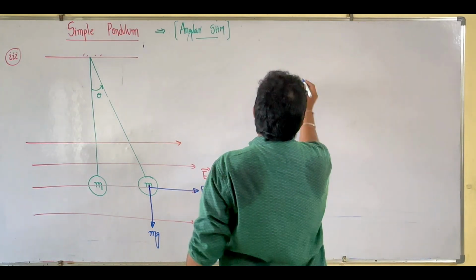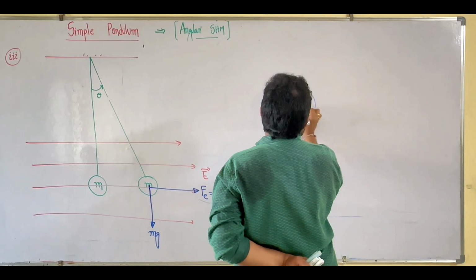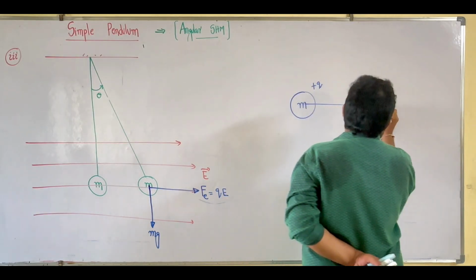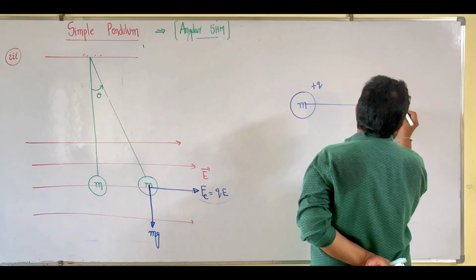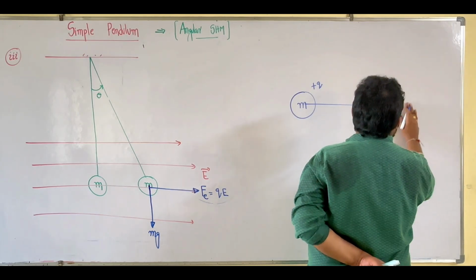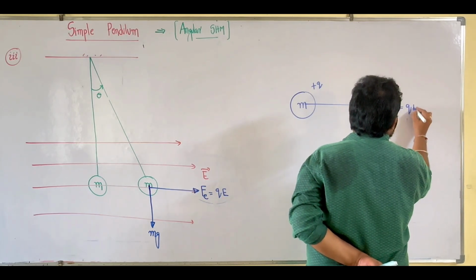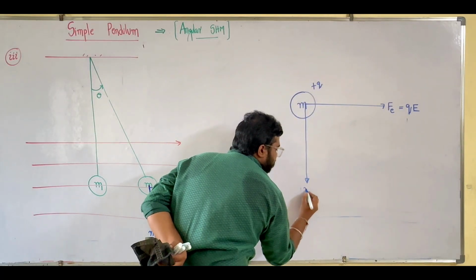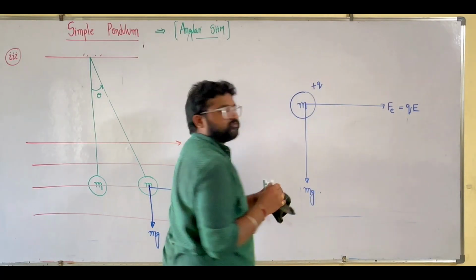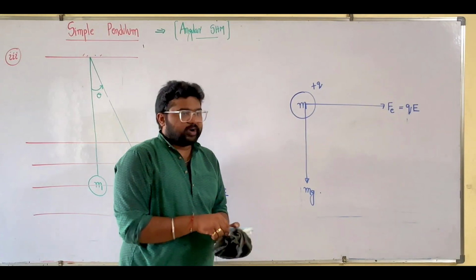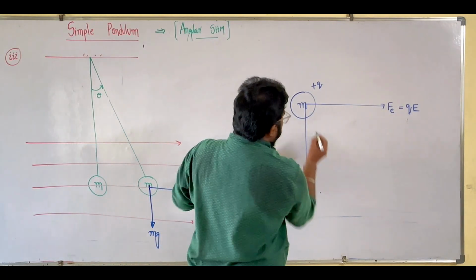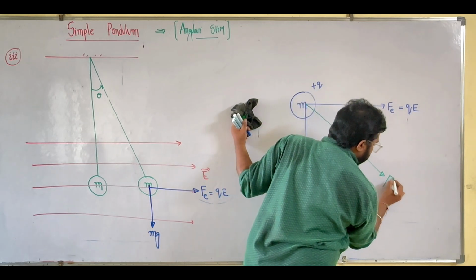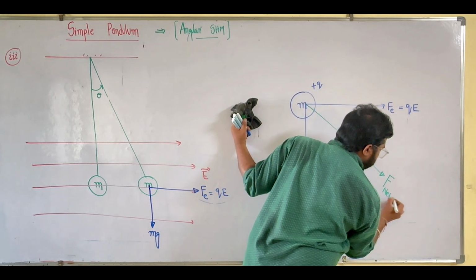Now tell me. So draw this figure. This is the mass m, charge of the bulb plus Q. Electrostatic force equals how much? QE. Understood? Weight acts vertically downward. What is the net force acting on the bulb? F net equals how much?